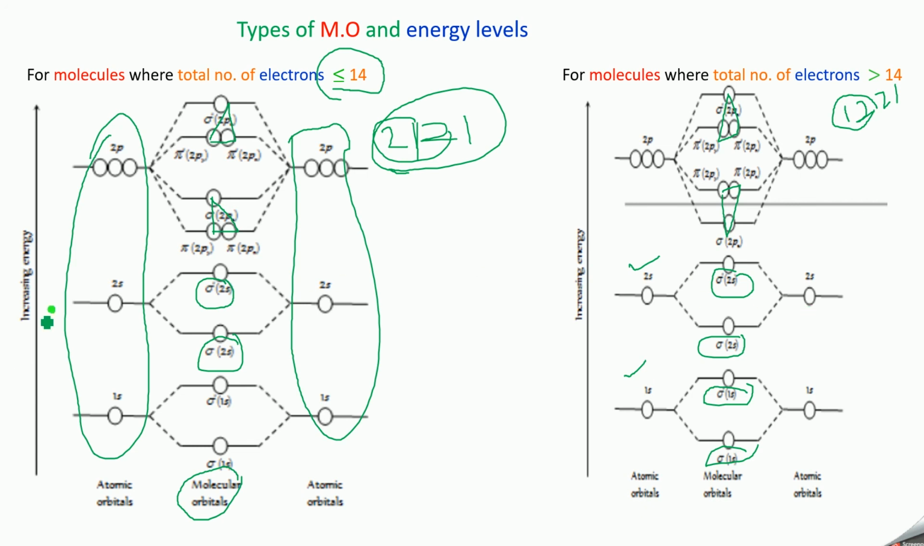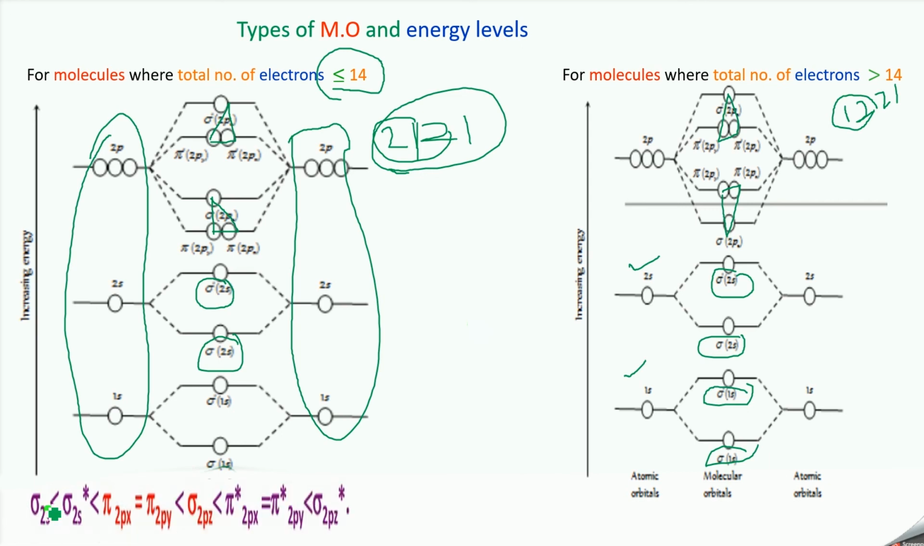So if you remember these two diagrams, you can easily write the molecular orbital diagram for any molecule. You can write the electronic configuration for this diagram. You can write like this: sigma 2s, sigma star 2s, pi 2px and then pi 2py, they are having the same energy. Then sigma 2pz and then pi star 2px and pi star 2py, they are having the same energy. Then the last one is sigma star 2pz. So you can write in the same order.